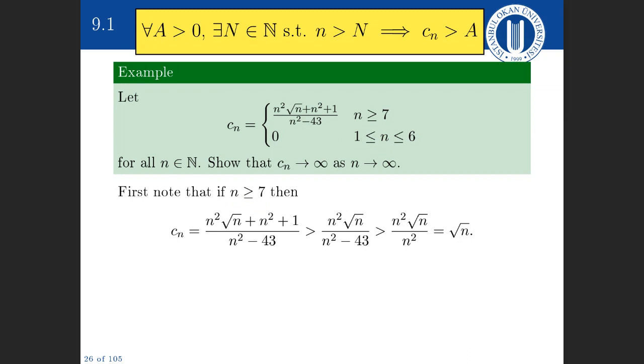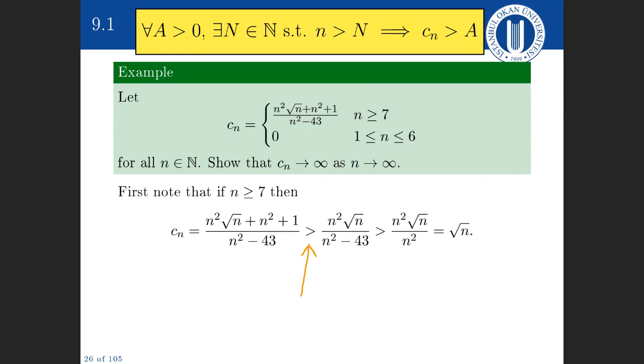Look at n squared times the square root of n plus n squared plus 1. How can we make this smaller? 1 is a positive number, so if we get rid of the 1, then we get smaller. N squared is a positive number, so if we get rid of the n squared, then we get smaller. So that gives us the first inequality. I want to simplify this further.